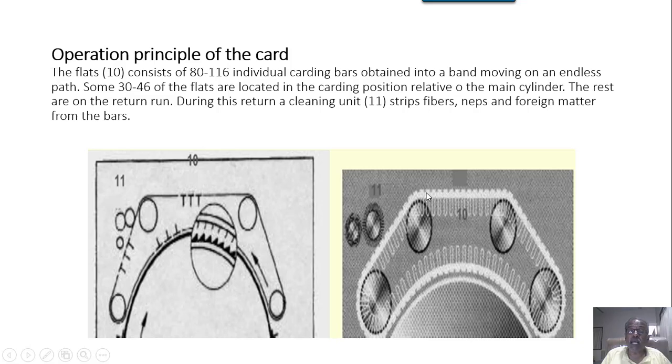So they are carrying that waste, they are embedded with that waste, so that is to be taken clean. Then a slight burnish, harsh brush will act upon them, and that will keep the wire points on the flat very clean. So that is the job done in this particular zone. These 30 to 46 flats are located in the carding position, which is in the vicinity of the main cylinder. These are working flats. So total number of flats and working flats, this is the statement here.